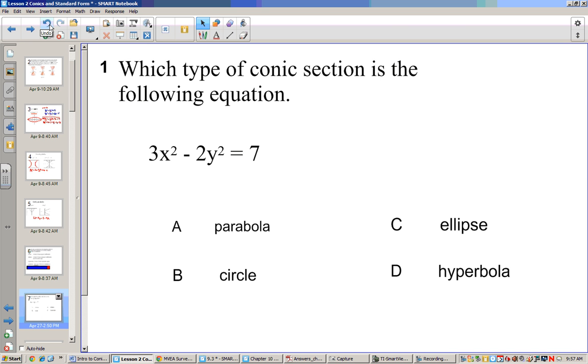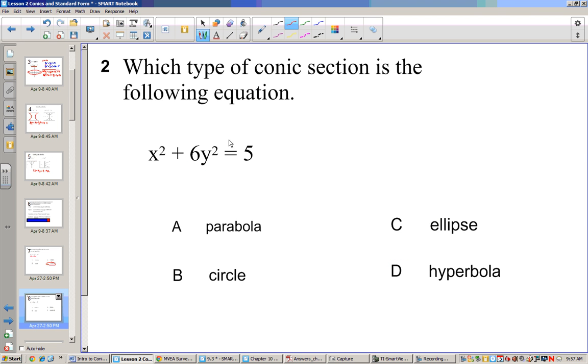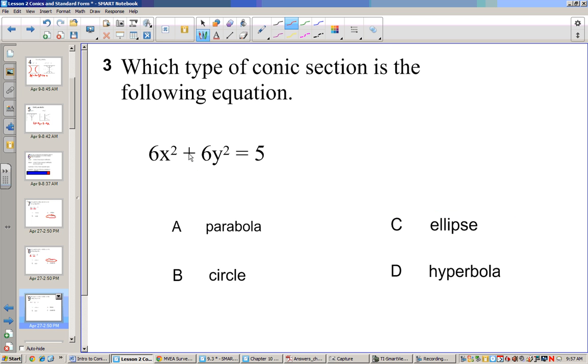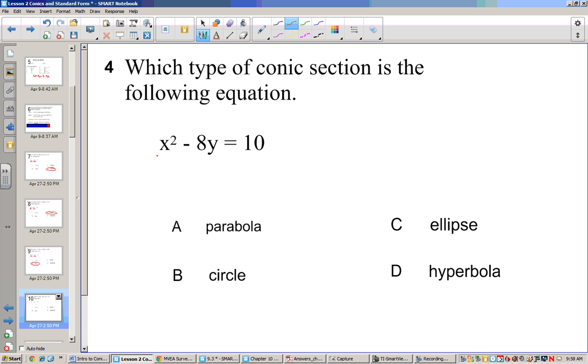So let's go through some examples. This one, 3x squared and 2y squared are on the same side. One's positive, one's negative. So I know it is a hyperbola. X squared plus 6y squared, those are on the same side and they're both positive, but different sizes. One has a coefficient of 1 while the other one has a coefficient of 6. So we know that's an ellipse. Both of these have the same value, so we know that has to be a circle. Right here, x squared and y, there's no y squared around here, so we know this has to be a parabola.